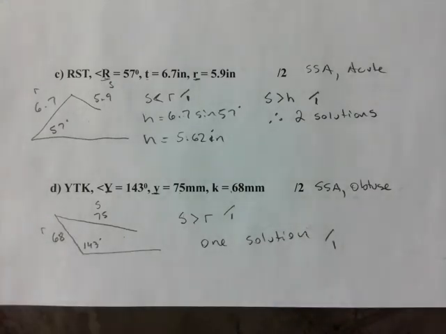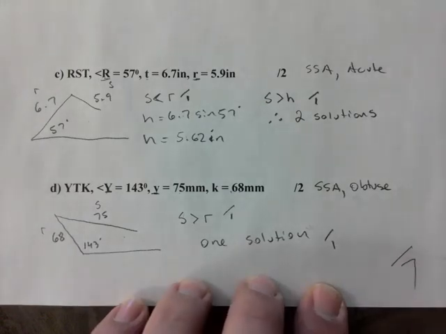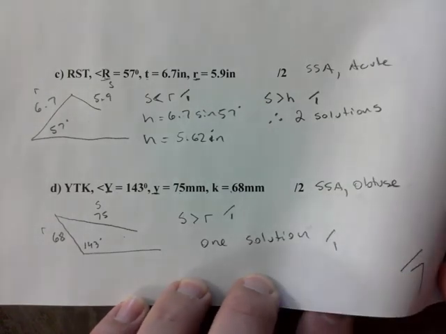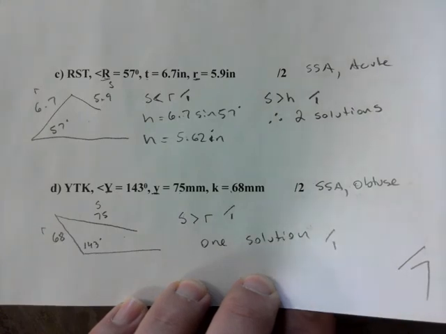So what are we at? 2, 4, 6, 7. This page is worth 7. 7 and 7, 14.